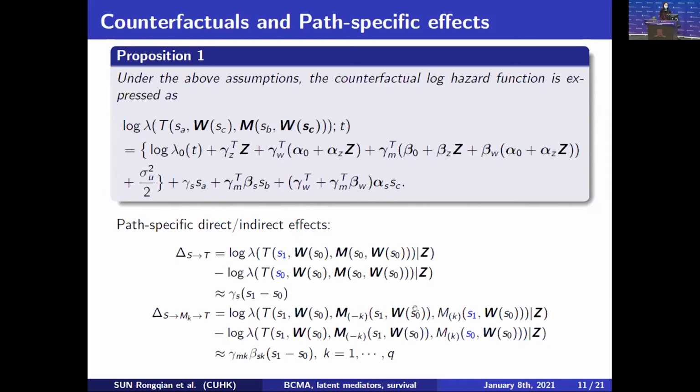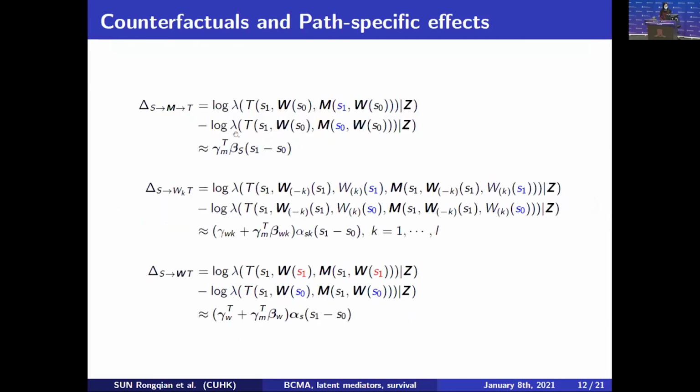Okay, so in our case, this is actually the indirect effect implemented through only cognitive impairment. And next, delta from S to WKT is the indirect effect implemented through the kth parallel mediator, which in our case might be the hippocampus atrophy or ventricle expansion. And as to the bold WT, it is the indirect effect implemented through all the parallel mediators together. So these are our path-specific causal effects of interest.